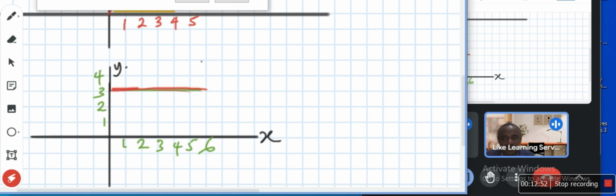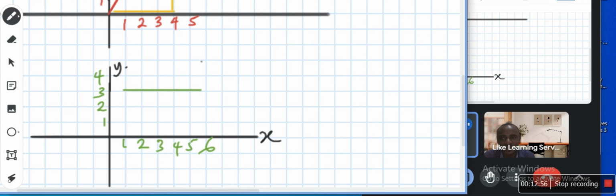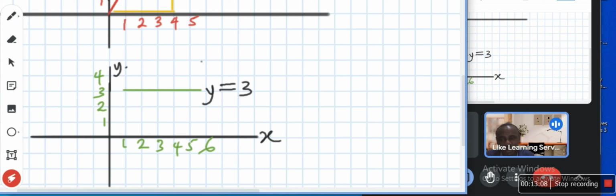Do you know the equation of this line? The equation of the straight line graph. It's simply the value of y here. So this line is y equal to 3. It's a graph of y equal to 3, because the value of y there is 3.